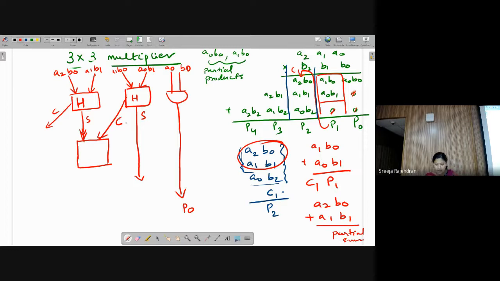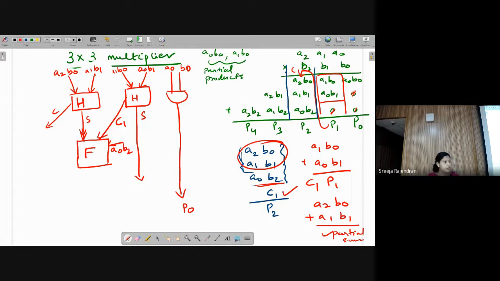Okay, the carry I have taken here. This is C1, which is coming from this half adder. So now I have taken care of the carry, and I have taken care of this partial sum. And I have this one more term. Yes or no? So that also needs to be added as an input. So here I can add that term also, that is A0, B2. Now I have three inputs. So what does it become? It becomes a full adder.